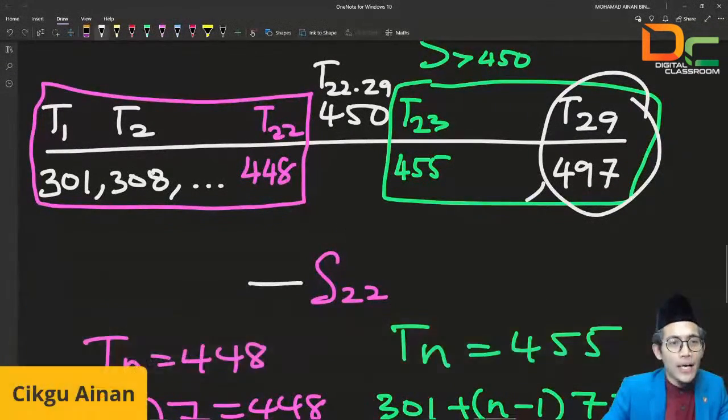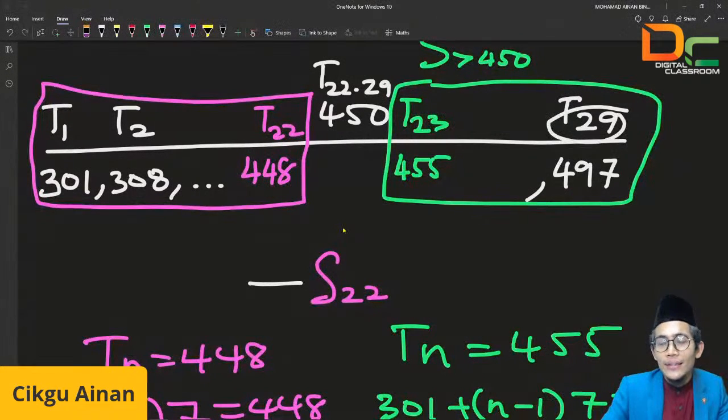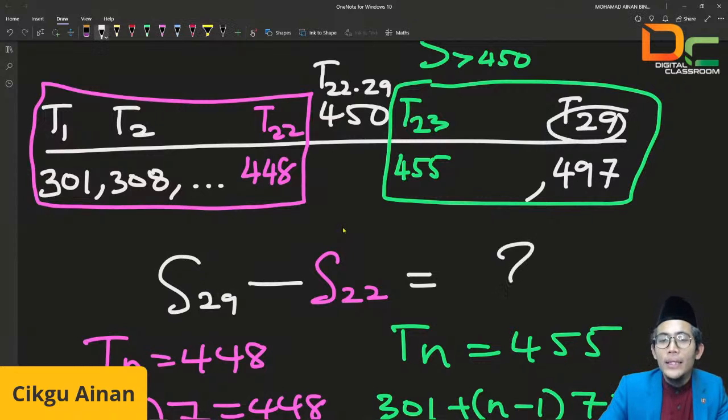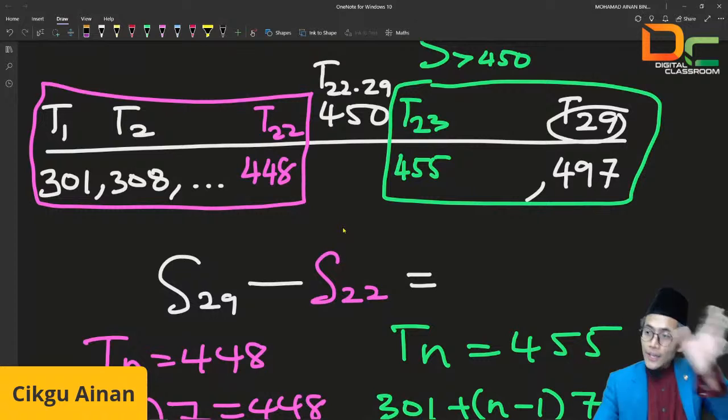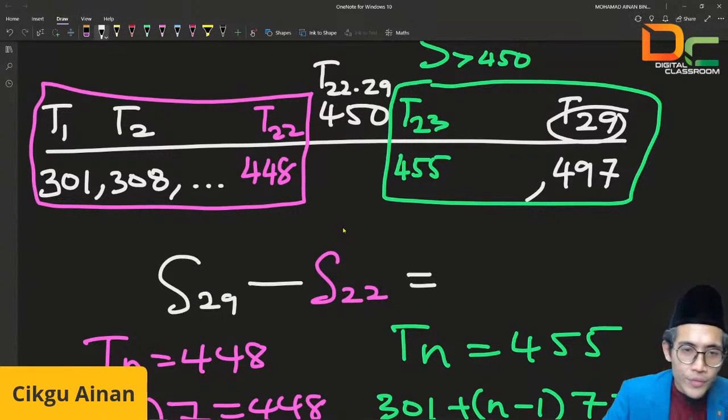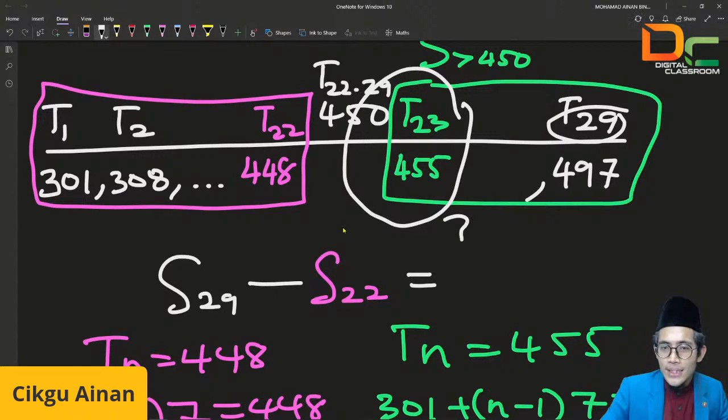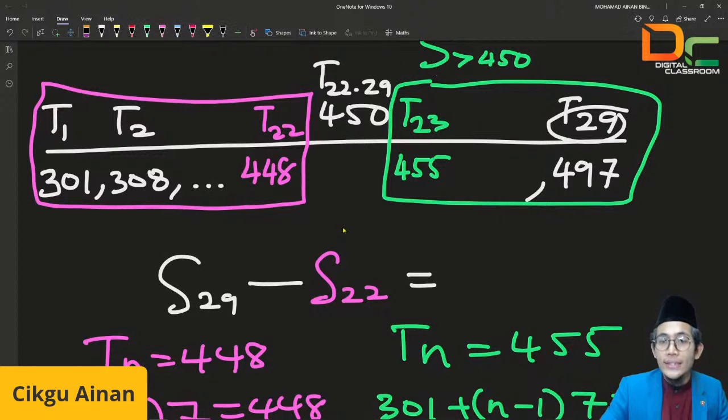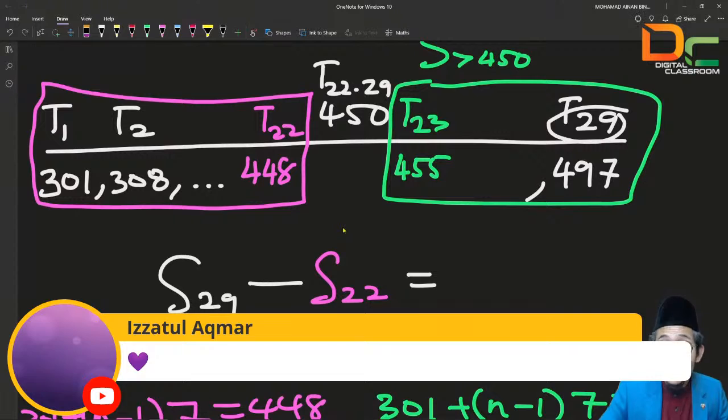Yang all semua iaitu 29. Okay, 29. So S29 minus S22 berapa? Itu sahaja konsepnya. You apply the correct formula and then you should get the answer. Okay, kenapa kita tak tolak dengan S23? Sebab S23 is the one that we want. Yang kita nak. S22 yang kita tak nak.